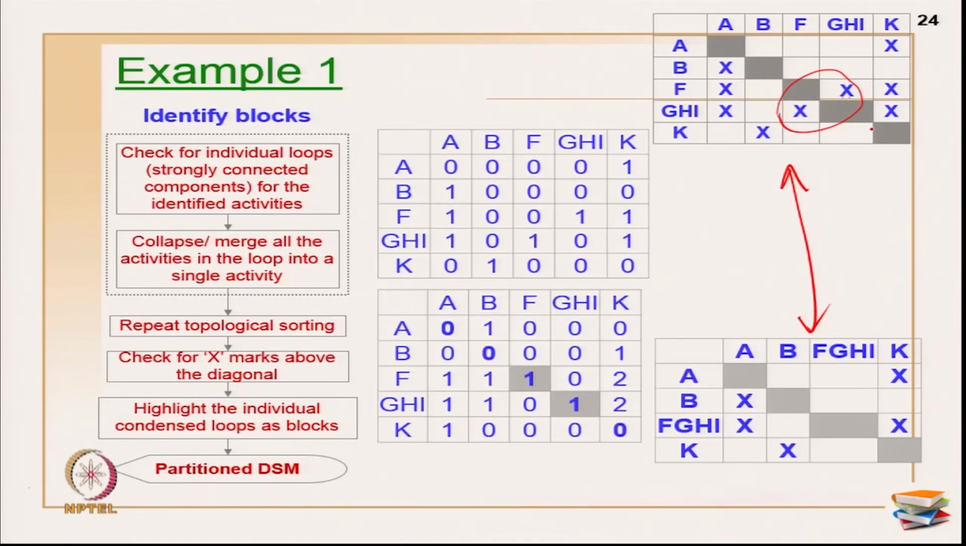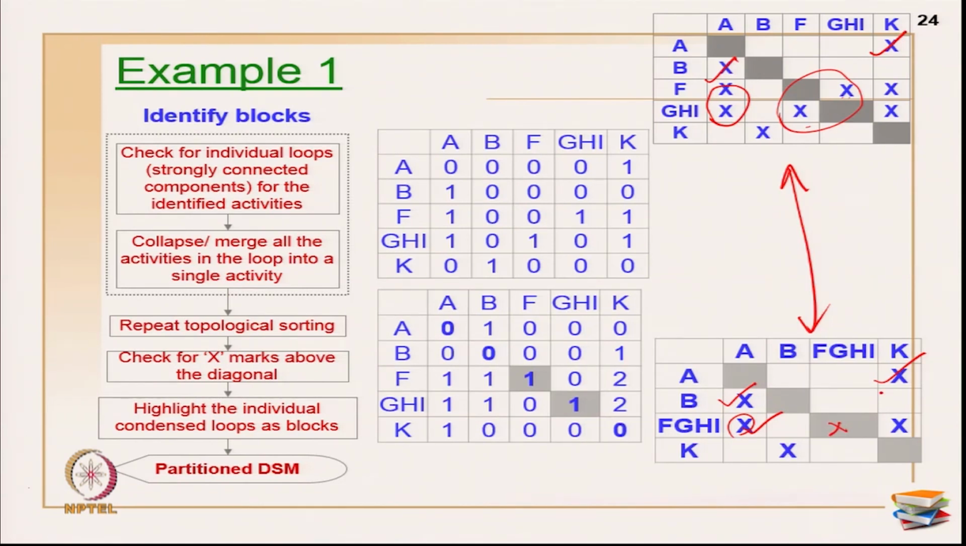So, K gives information to A, that is seen here. A gives information to B, that is also seen. A gives information to F or FGHI, that is also seen here. Now, F gives information to GHI and G is giving information to FGHI, you need not show because there are no relationships which are done. This you need not even worry.